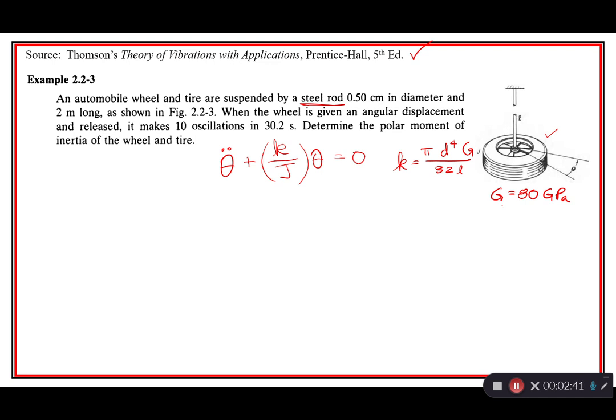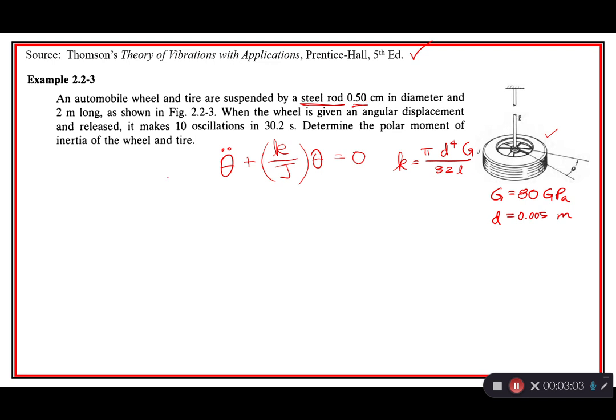The diameter is going to be 0.005 meters, which I believe is 50 centimeters. Is that right? No, 0.5 centimeters. That's what they said. 0.5, which is very small.